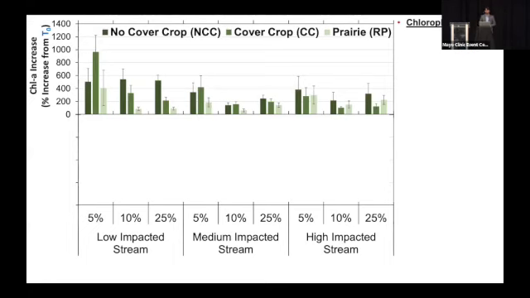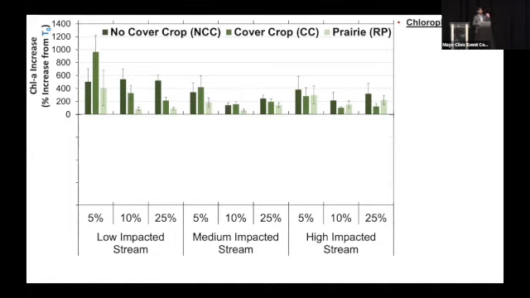So what did we learn? Here on our x-axis, we have these three different types of stream: low impacted, medium, and high impacted. Within each stream, we had those different mixing volumes. One was 5%, one was 10%, and another one was 25%. And on our y-axis, chlorophyll A increase.